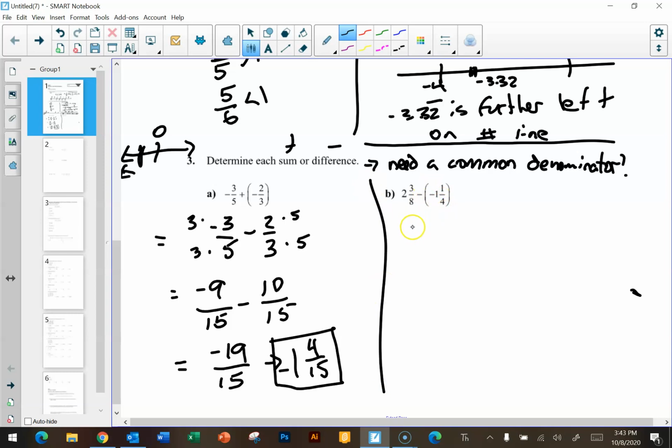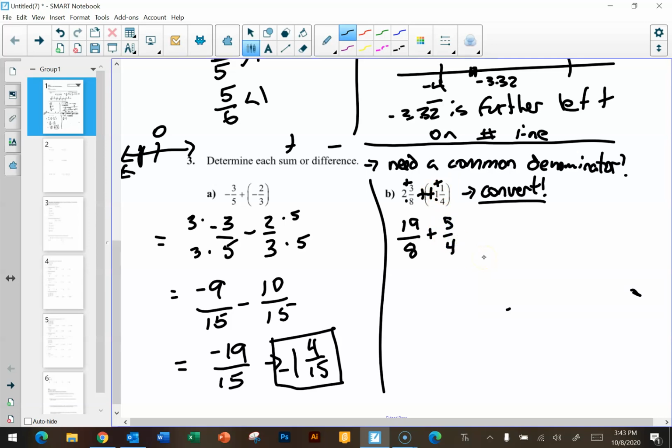This one is a subtraction question, but not really. Okay, so these ones convert first, right? We've got to convert mixed numbers into improper fractions, and we do that by multiplying. Go clockwise, multiply, and then add. So 8 times 2 is 16, plus 3 is 19 over the original 8. And then this is minus a minus. Let's just make that a plus. Whenever I say minus, it's just plus. Okay, so same thing over here. Multiply, then add. 4 times 1 is 4, plus 1 is 5 over 4.